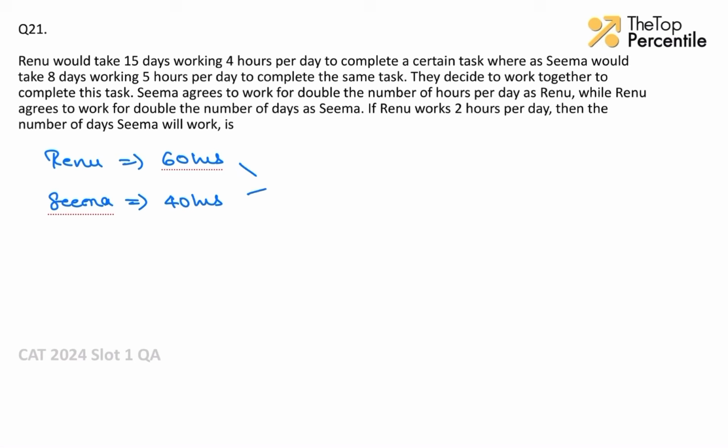So let's take the LCM of this. This will be 120 units of total work. Renu will do 2 units of work per hour. Seema will do 3 units of work per hour. They decide to work together to complete this task. Seema agrees to work for double the number of hours per day as Renu.